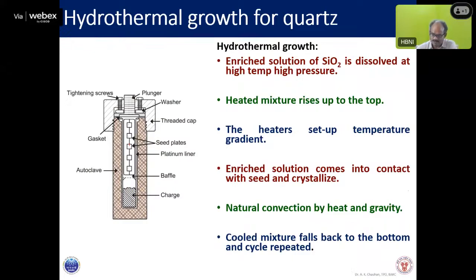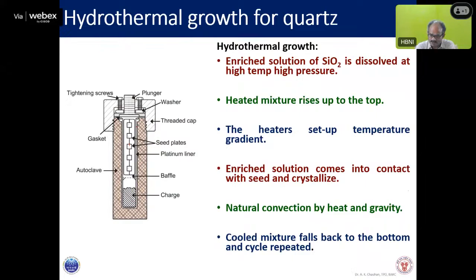So the heated mixture rises up to the top. One by one, you can see. So the enriched solution of SiO2 is dissolved at high temperature, high pressure. The heated mixture rises up to the top. The heater sets up a temperature gradient. So there is a temperature gradient inside this part, and the heater assemblies provide this setup.